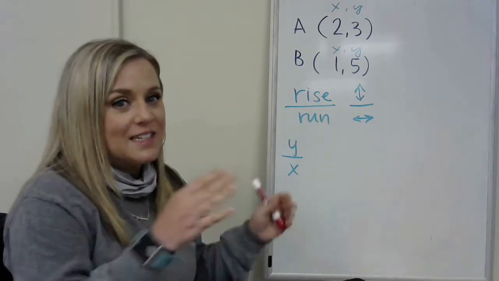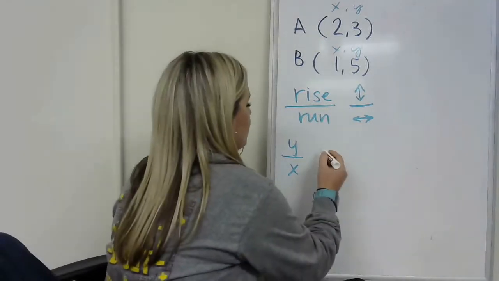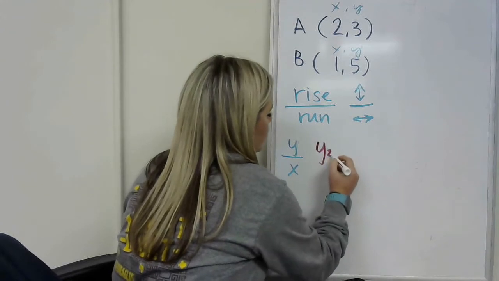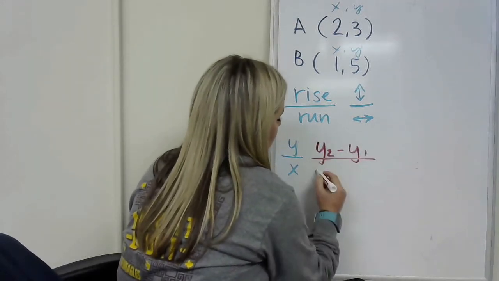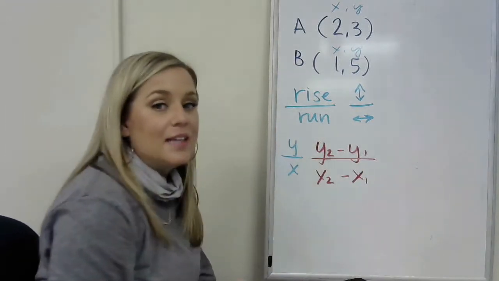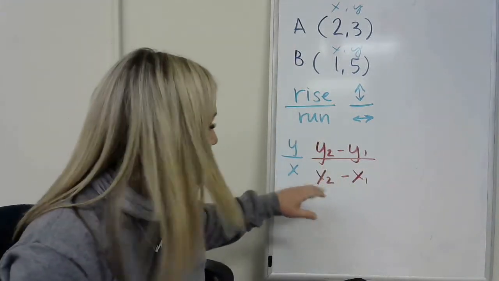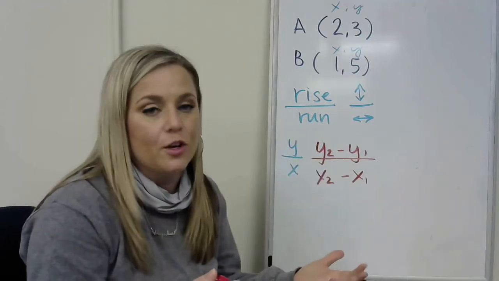All right, so if we extended this out, there is a formula to help you find it. We always did y2 minus y1 over x2 minus x1. Now, technically, it doesn't have to be the 2 first. It could be the 1 first. It's whichever one is easier for you.